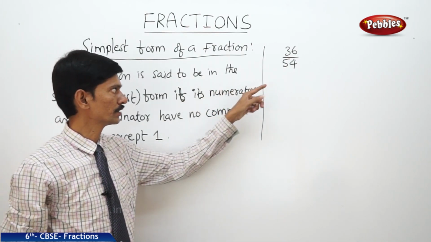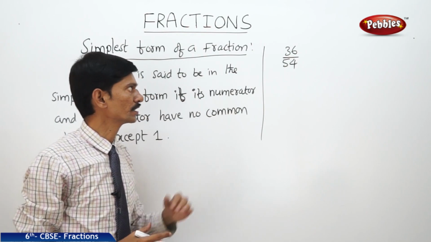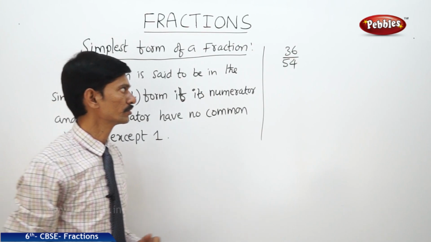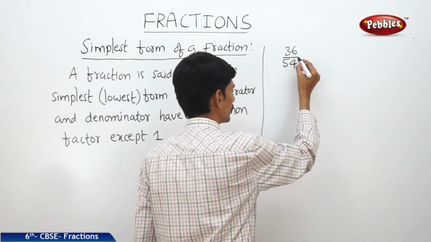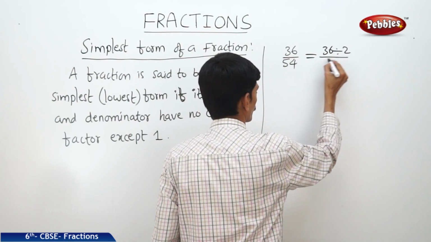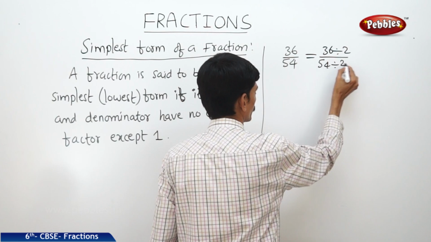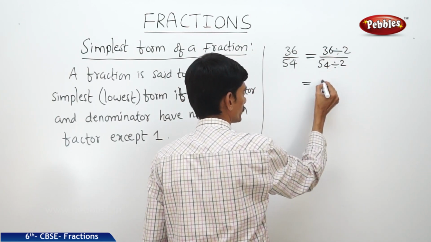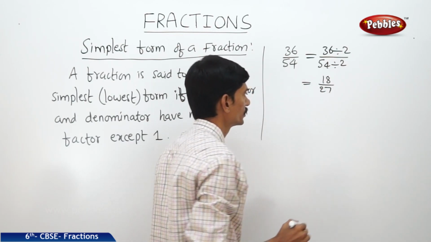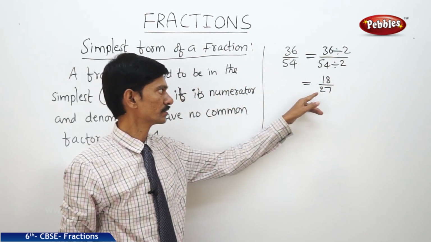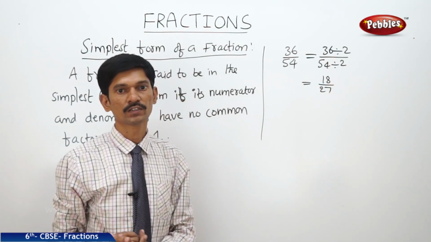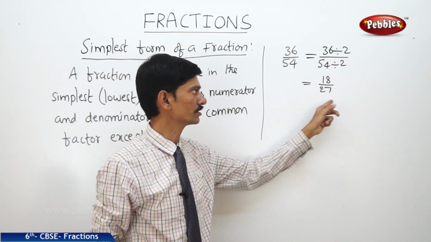So we can observe that these two numbers, 36 and 54, that is the numerator and denominator, have a common factor 2. So we divide both the numerator and denominator by 2, then we get 36 divided by 2 by 54 divided by 2. So we get 36 by 2 is 18 and 54 by 2 is 27. Now still they have a common factor. Still the numerator 18 and the denominator 27 have a common factor 3. So this is not said to be in the simplest form.